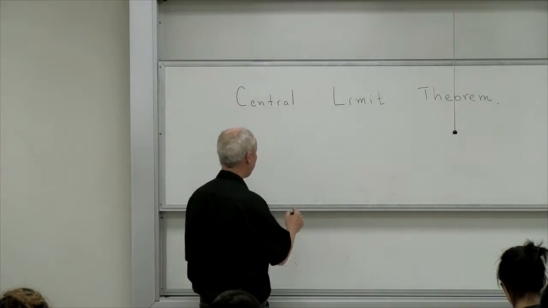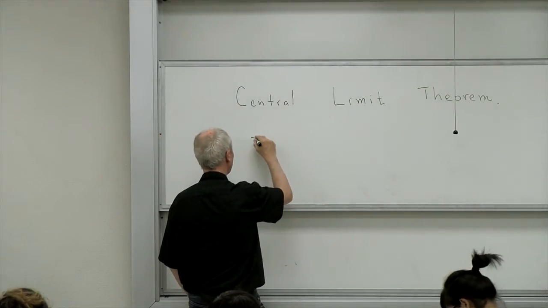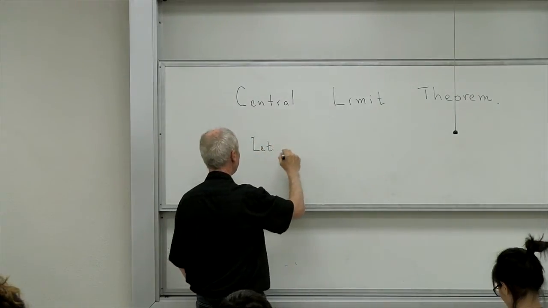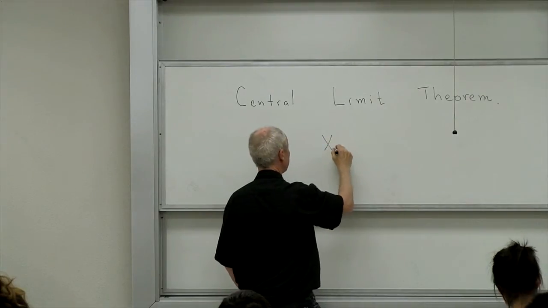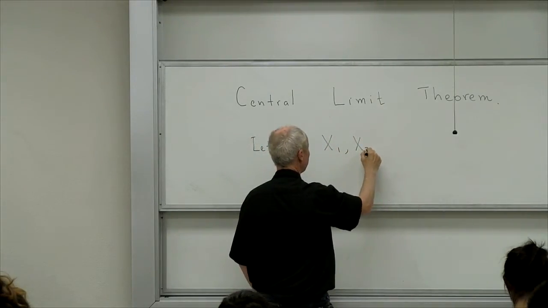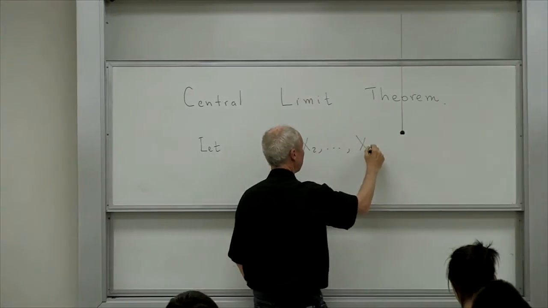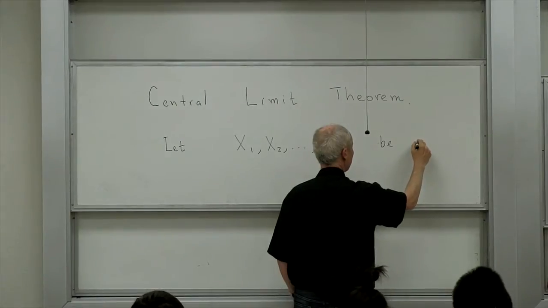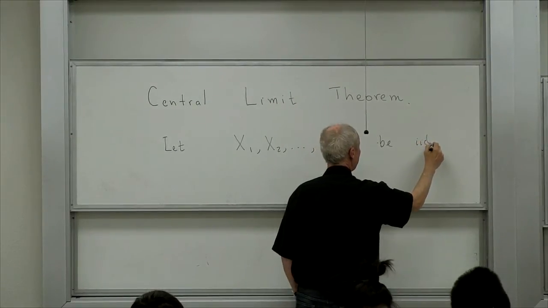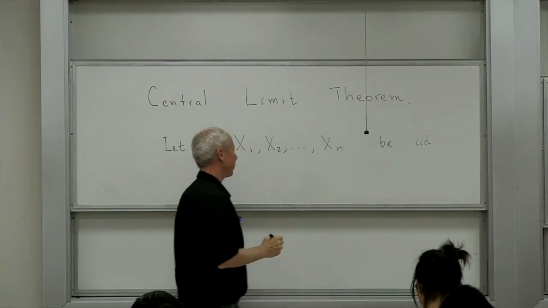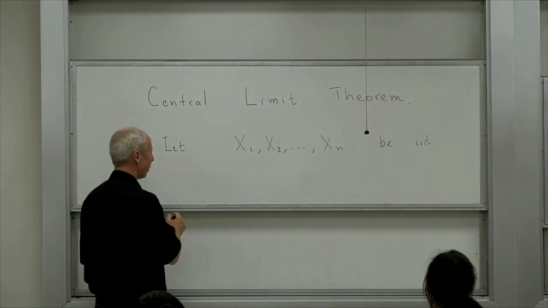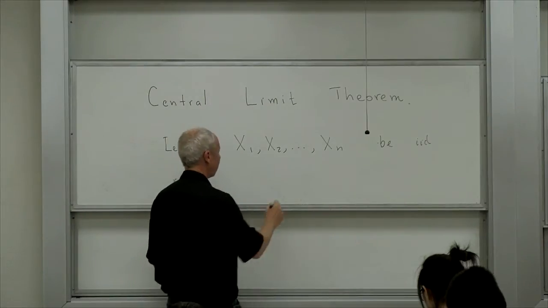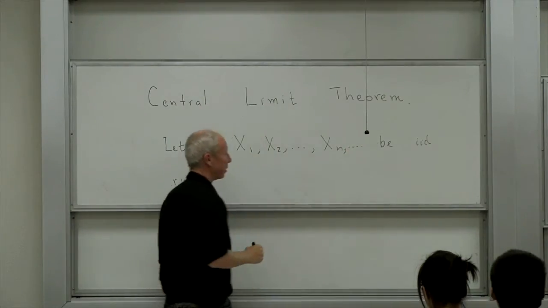We did it when p is a half, but we can do it a little more generally than that. So let's take X1 through Xn to be IID random variables. And maybe, let's say the list goes on and on and on.